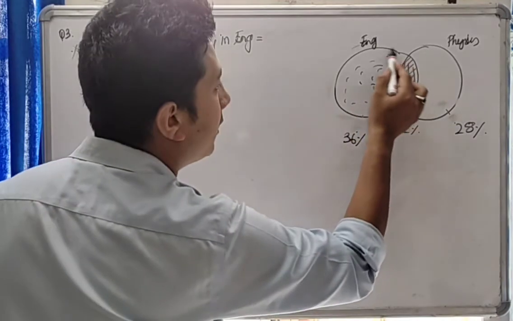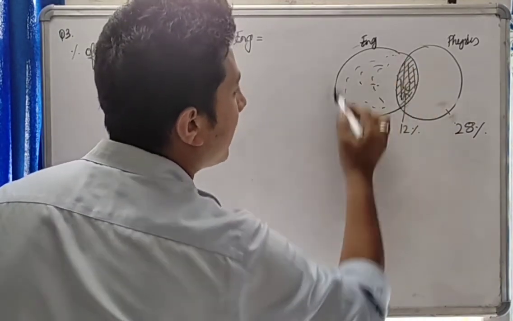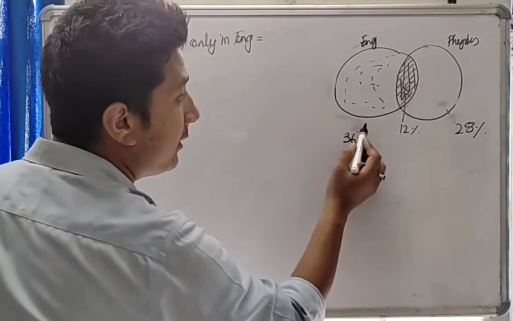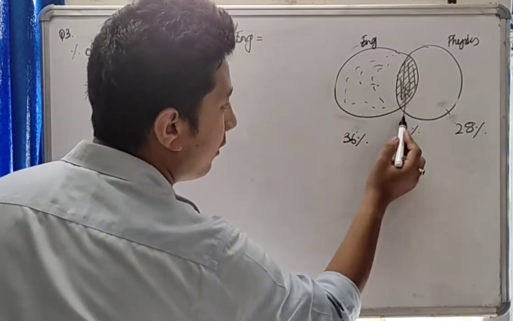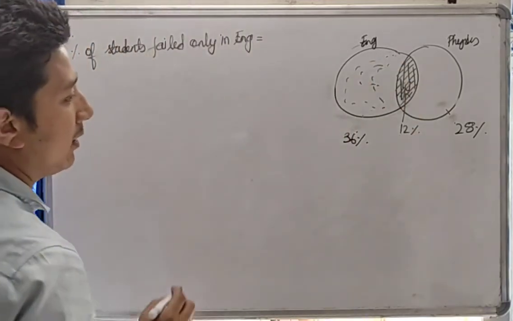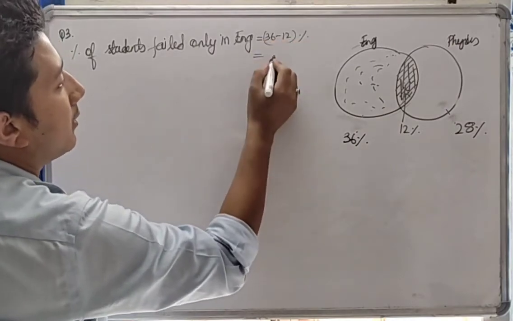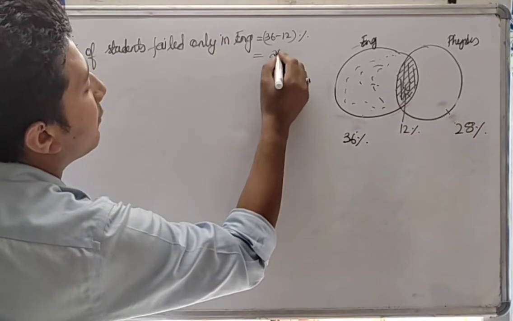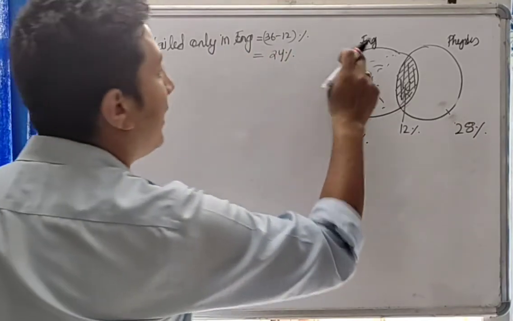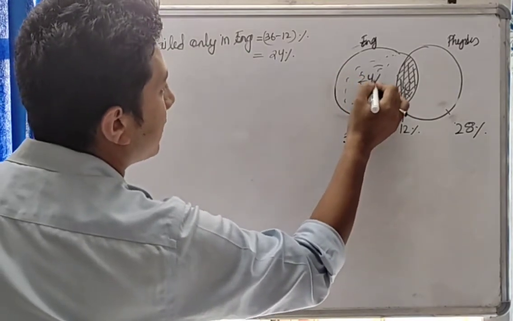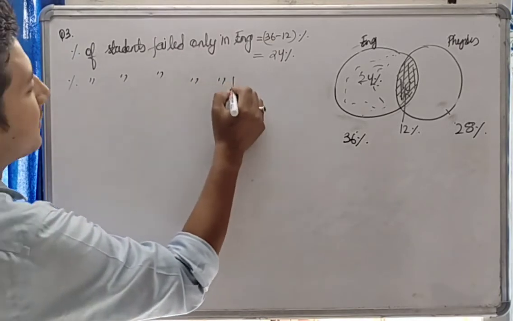See, out here this 36% failed in English and as well as both, but I am calculating students who failed only in English. So if I am finding that, then I have to subtract 12. 36 minus 12 will be how much? 36 minus 12 will be 24%. So 24% of students failed only in English. Remember that only in English is 24%.